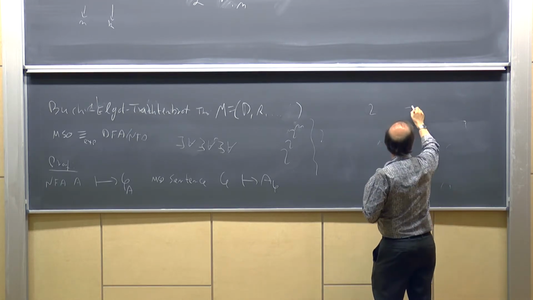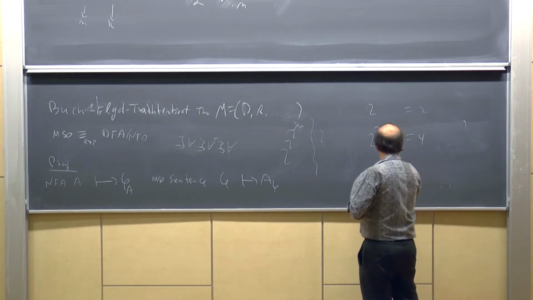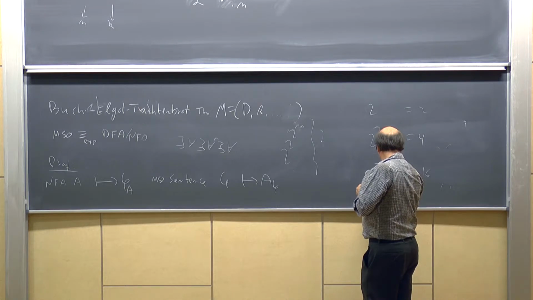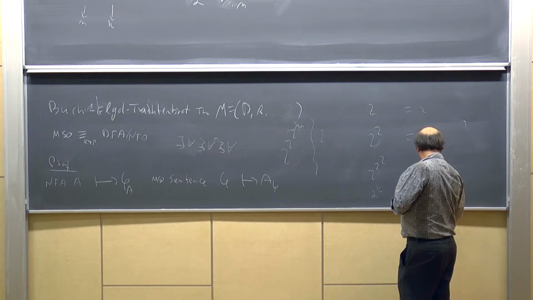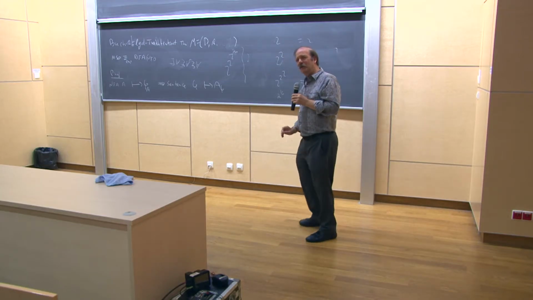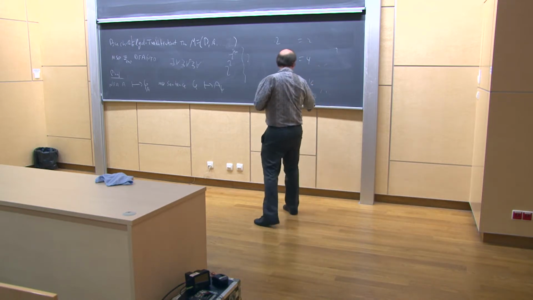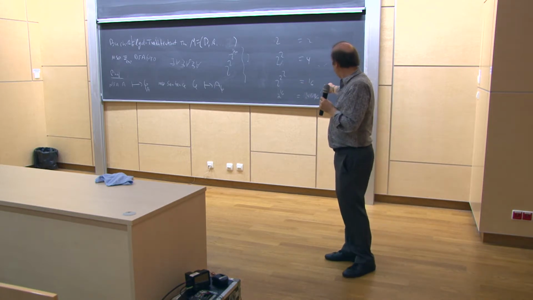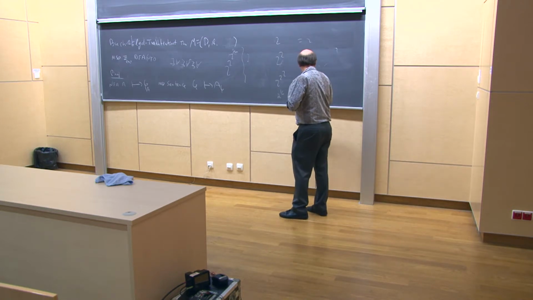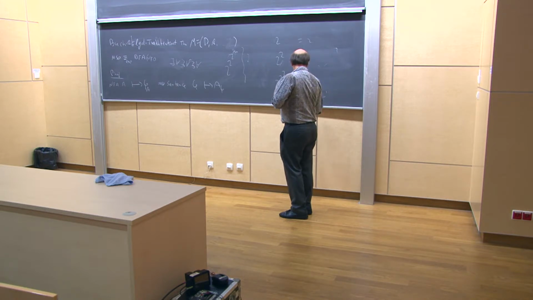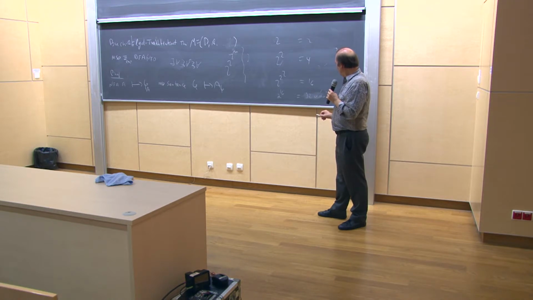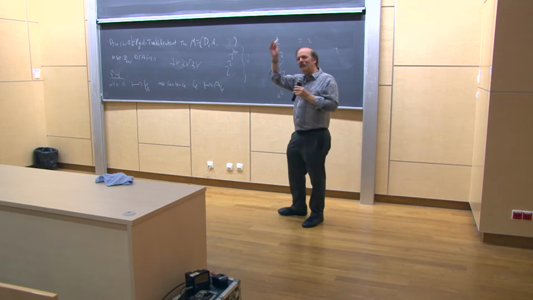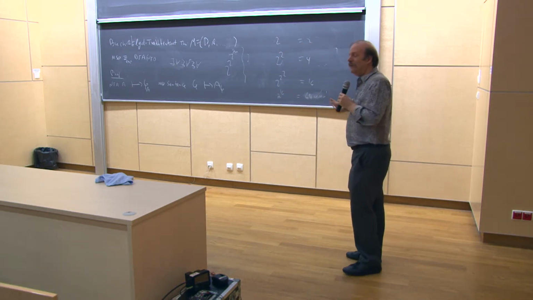Let's see, we have 2, and 2 to the 2 is 4, and 2 to the 2 to the 2 is 16. And 2 to the 16 is about, 2 to the 10 is about 1,000, and 2 to the 6 is 64, so about 64,000. That's it. The next level is already the end of the universe. 2 to this number is the end of the universe. So non-elementary is a horrible complexity.